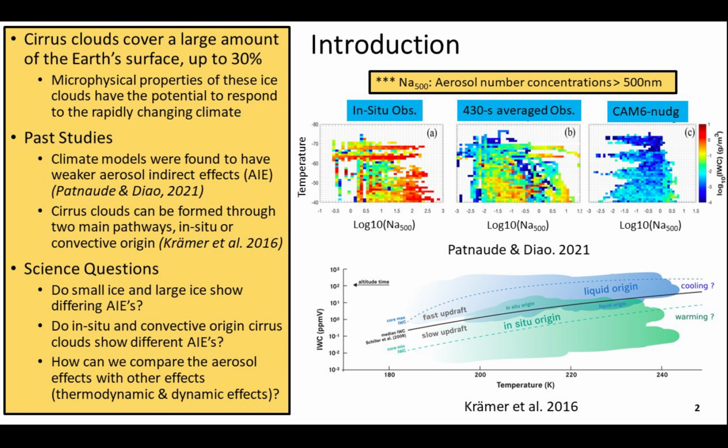And so really we want to answer three main science questions in the study. Do small ice and large ice show differing AIEs? Do in situ and convective origin cirrus clouds show different AIEs? And how can we compare these aerosol effects with other effects like the thermodynamic and dynamic effects?